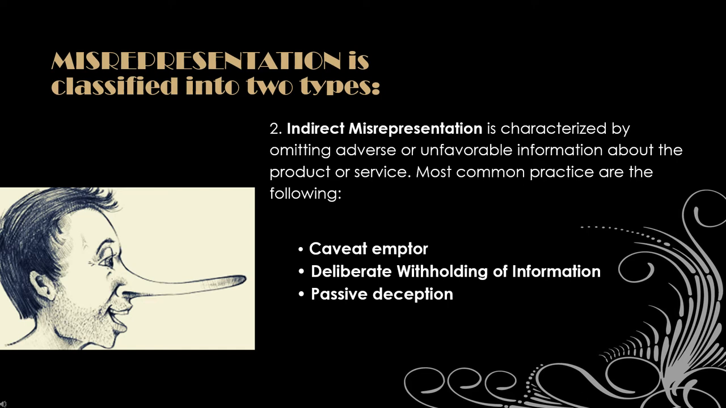The next common practice is the deliberate withholding of information. Since caveat emptor is unethical for being a witness and having an obligation to say the truth and nothing but the truth, the deliberate withholding of significant information in a business transaction is also unethical.